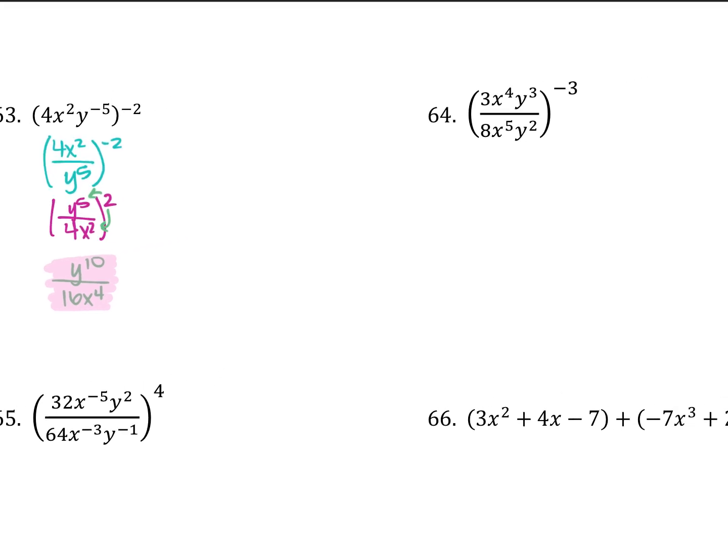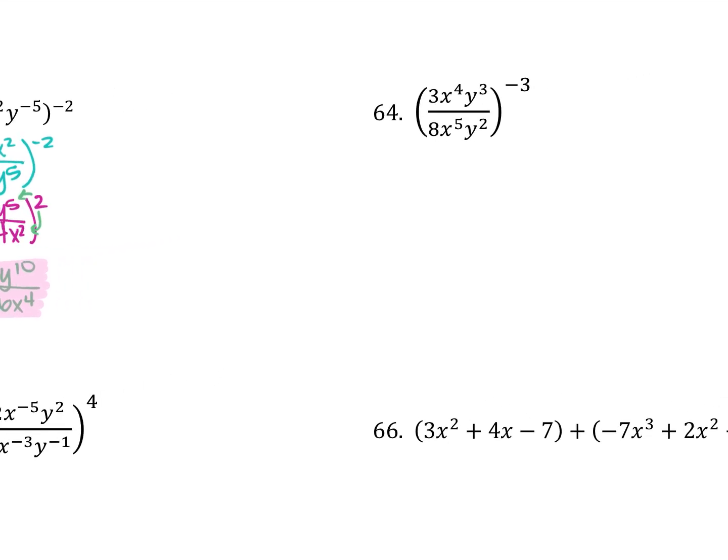All right, so 64, we said that it's 3x to the fourth power y cubed over 8x to the fifth power y squared, all raised to the negative third power. That 3 over 8 doesn't change, so leave it 3 over 8. You have x to the fourth power minus the fifth power, then y to the third power minus the second power, all raised to the negative third power. So with this, you're going to end up with 3 over 8 x to the negative first, y to the first, all raised to the negative third power.